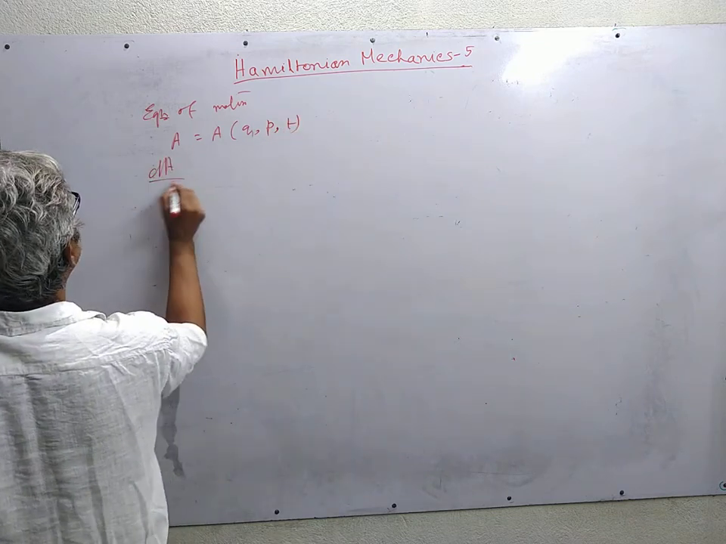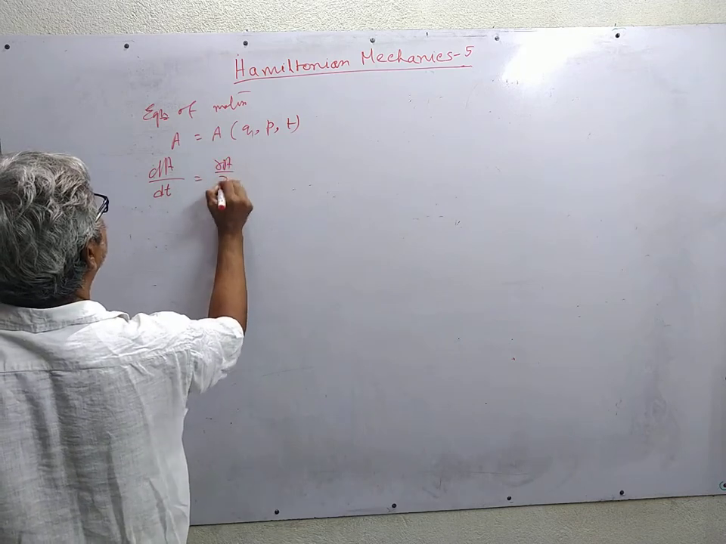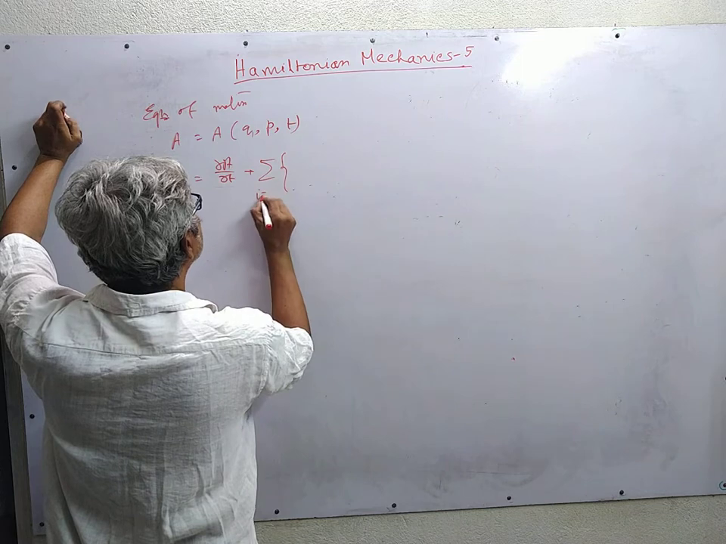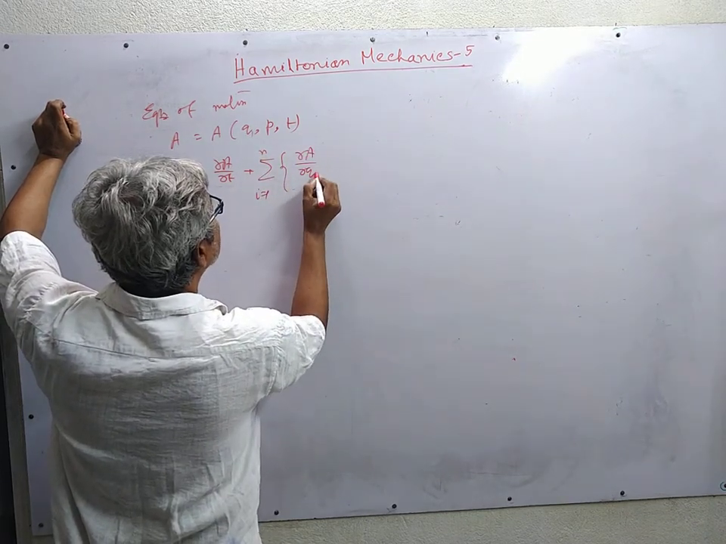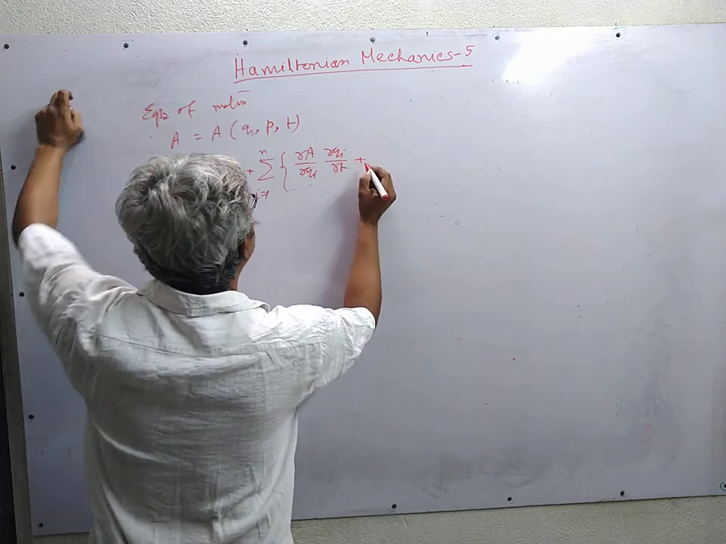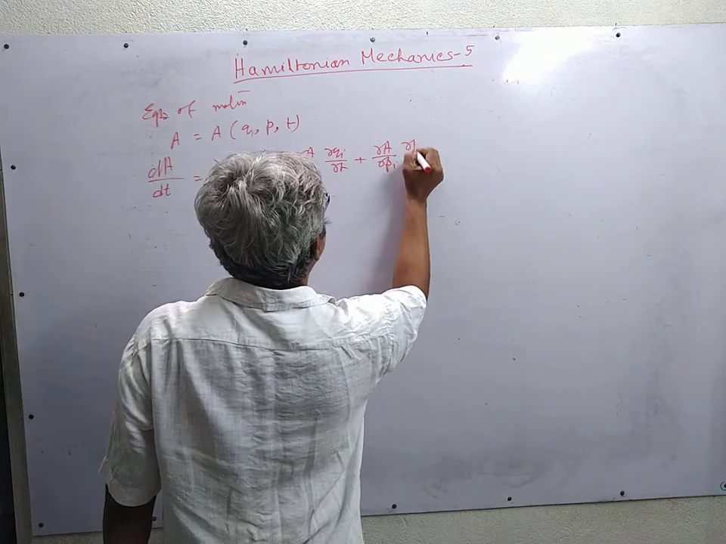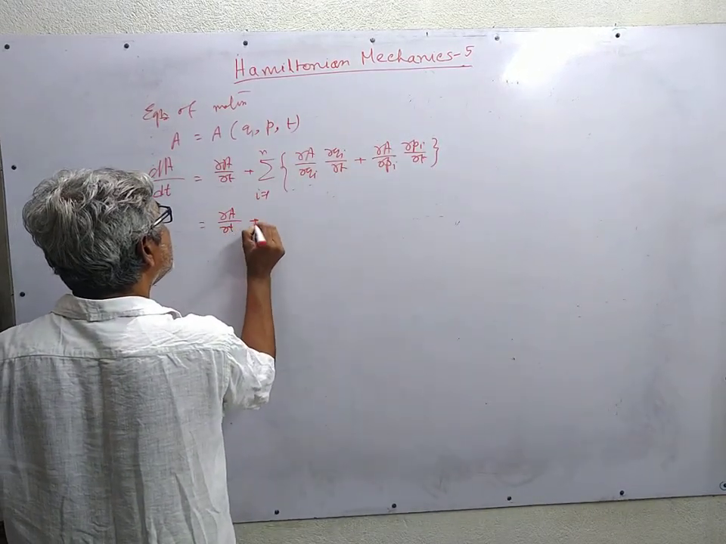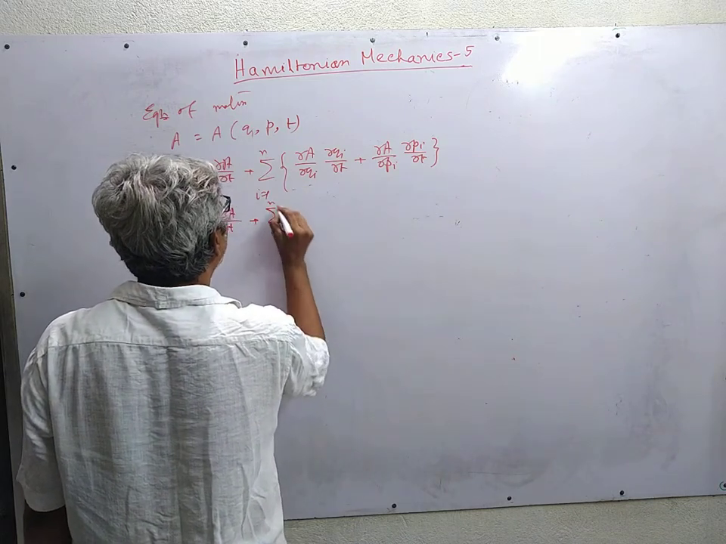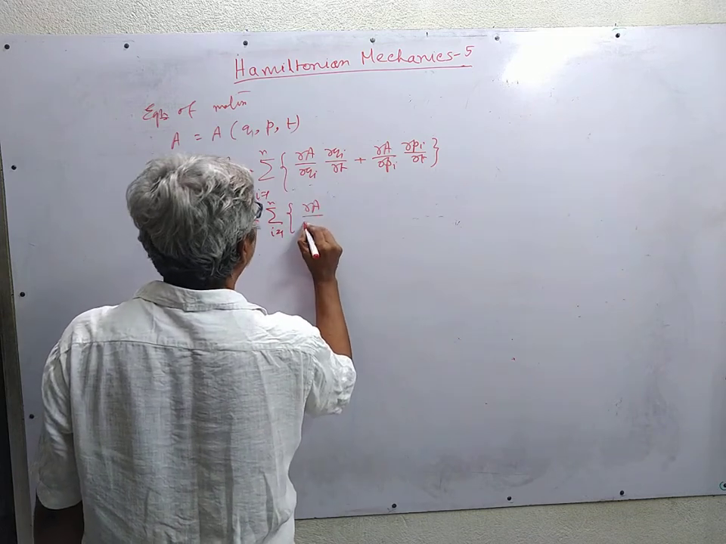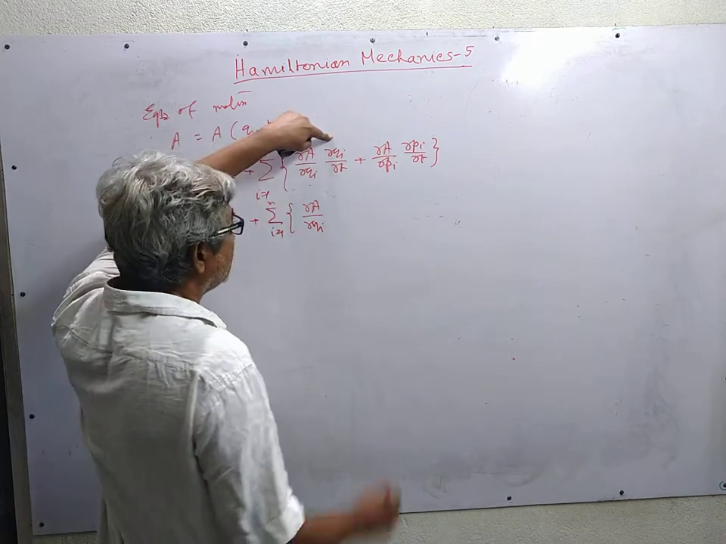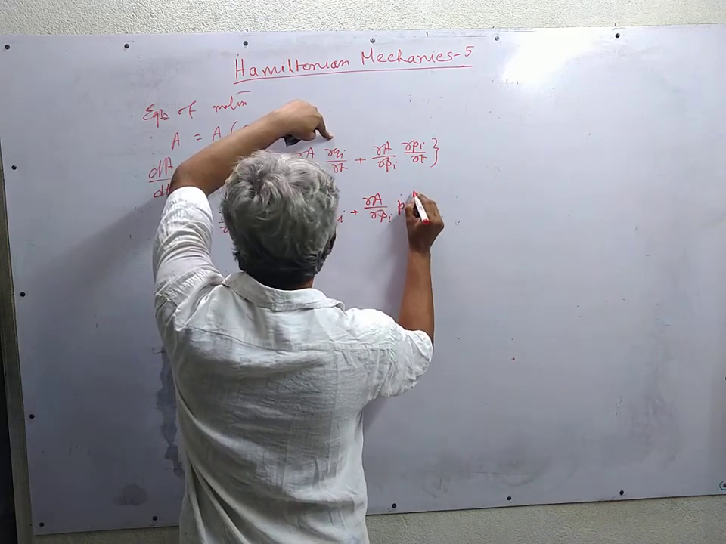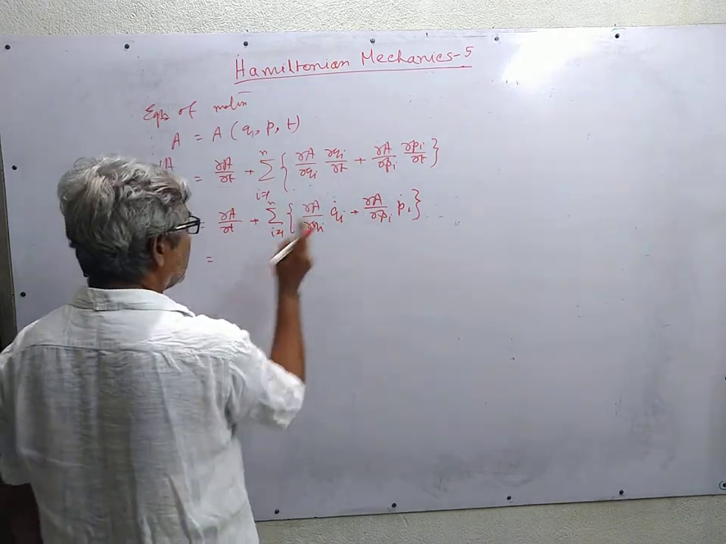Then dA/dt, the total time rate of change of A, is del A del t plus, since it depends on all the q's, the summation over i equal to 1 to n of del A del q_i times q_i dot, plus del A del p_i times p_i dot. We write Hamilton's canonical equation here.